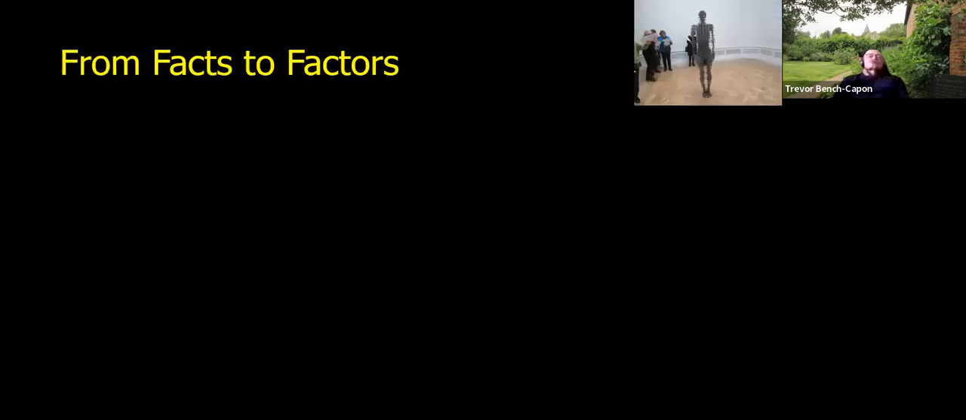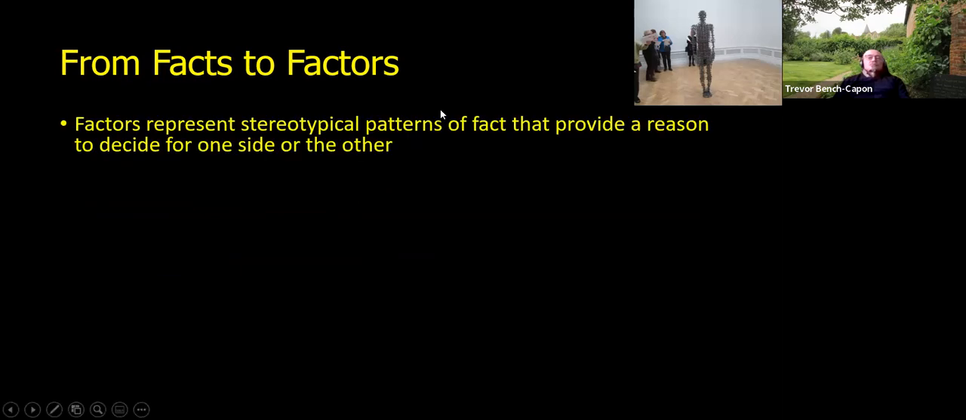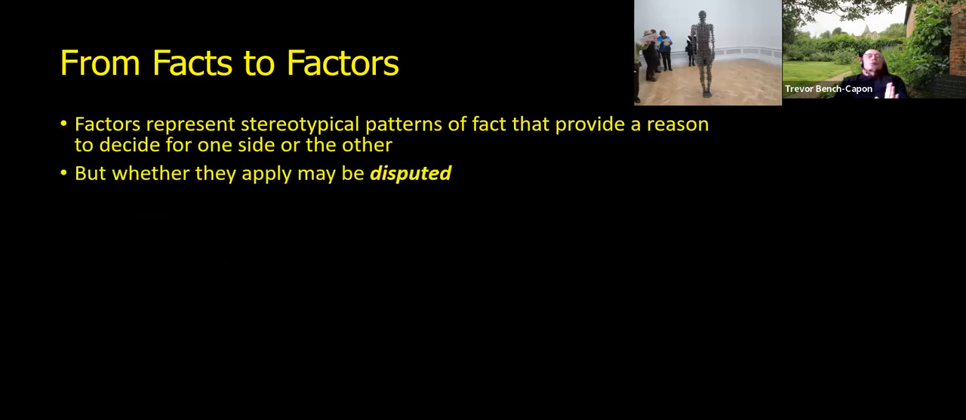So, where do these factors come from? The factors represent stereotypical patterns of fact that provide a reason to decide for one side or the other. But whether these factors apply may itself be a subject of dispute. For example, is a cousin a close family relationship, or must it be a brother or sister?